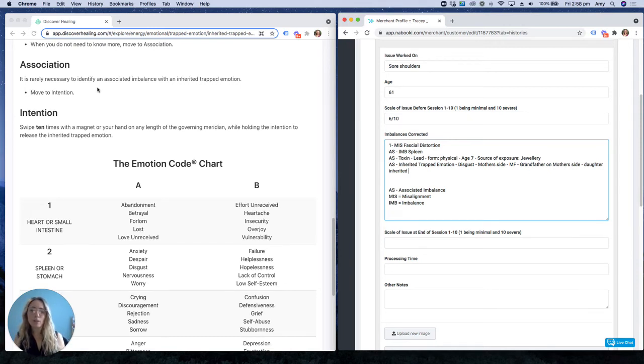And what I'm going to be doing is swiping the magnet over the governing meridian, because the process of identifying all these things from the body code has brought the energy to the surface, ready to be released or ready to be corrected or realigned. This inherited trapped emotion, this emotional energy, so trapped emotions in particular are balls of energy. They're vibrating balls of energy about the size of a fist, and throughout that process of identifying it, it's brought that energy to the surface ready to be released.